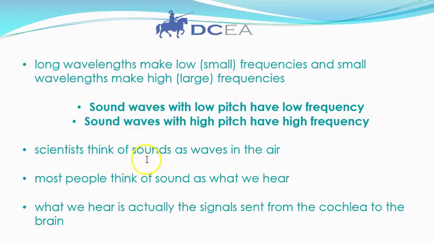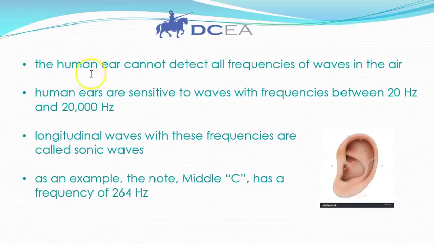Scientists think of sounds as waves in the air, but most of us think of sound as what we hear. And what we hear is actually the signals sent from the cochlea to your brain. The human ear cannot detect all frequencies of waves in the air. Human ears are sensitive to waves with frequencies between 20 Hz and 20,000 Hz. Longitudinal waves with these frequencies are called sonic waves. As an example, the note middle C has a frequency of 264 Hz.